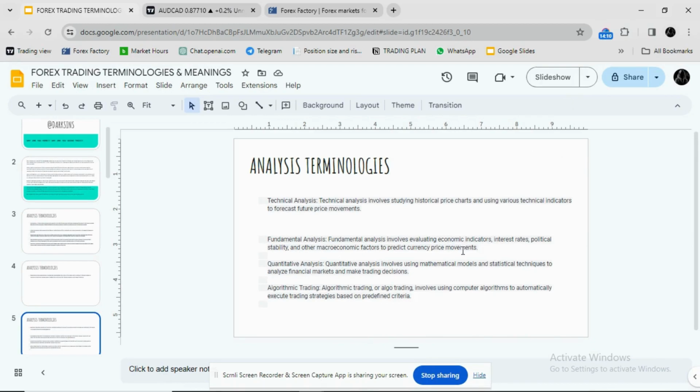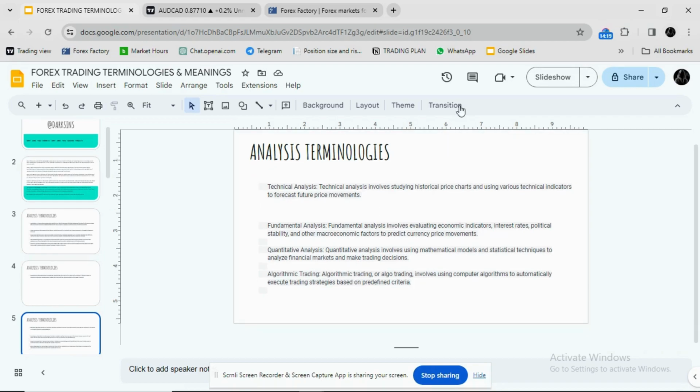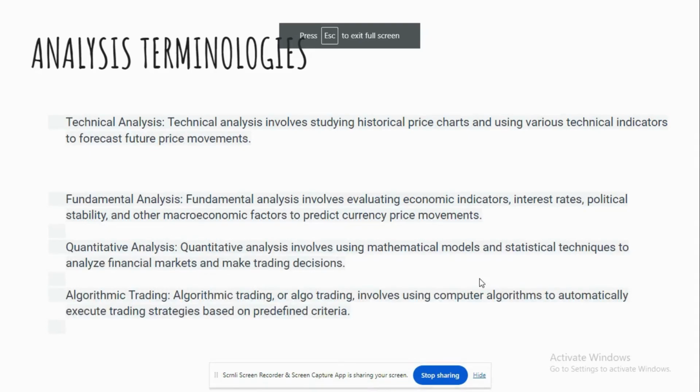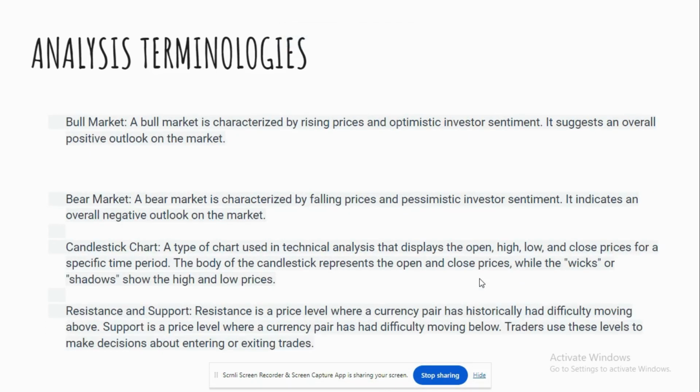That is fundamental analysis. Quantitative analysis is where they have mathematical models. We have hedge funds. Hedge funds are a fan of this. They use this one. Or algorithmic trading. You've seen or had trading bots. And I bet someone has tried to sell you a trading bot. I don't know.